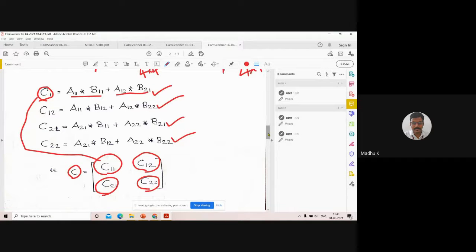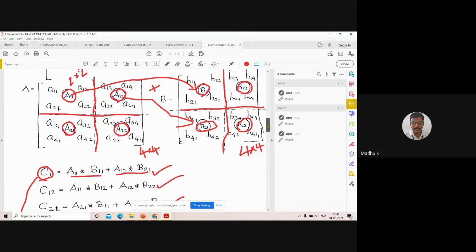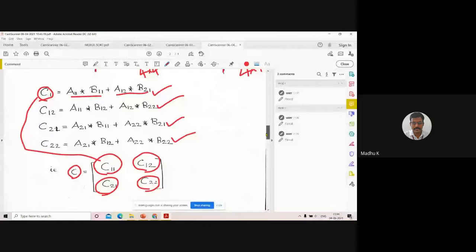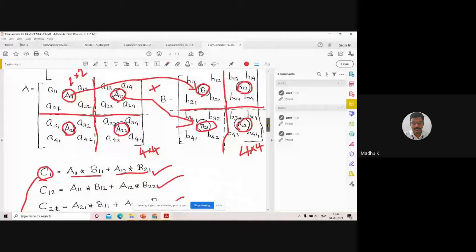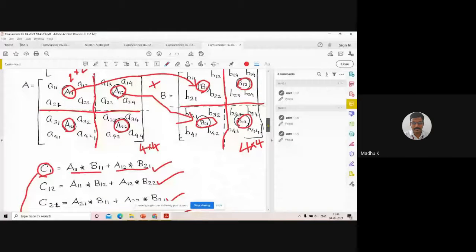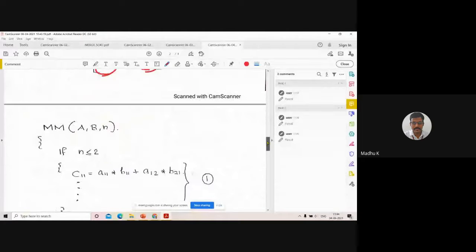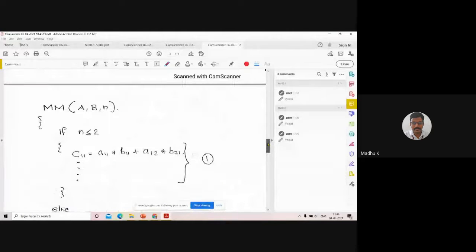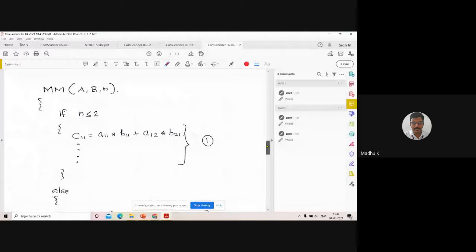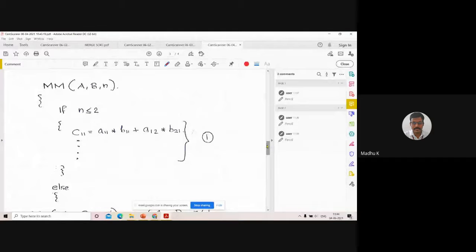So this is the divide and conquer approach. This approach is called the divide and conquer approach in matrix multiplication. So this will be the algorithm for performing matrix multiplication in this way.